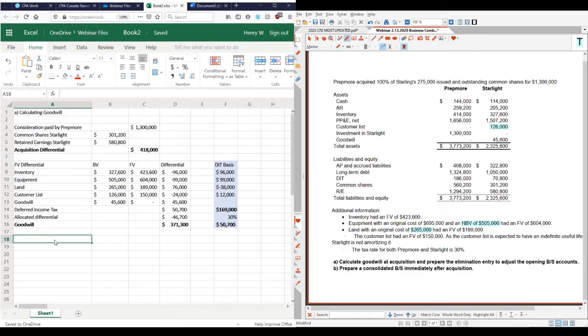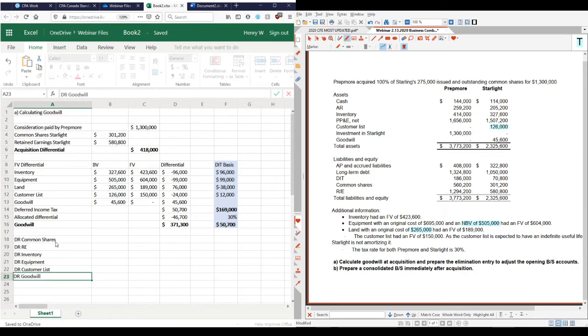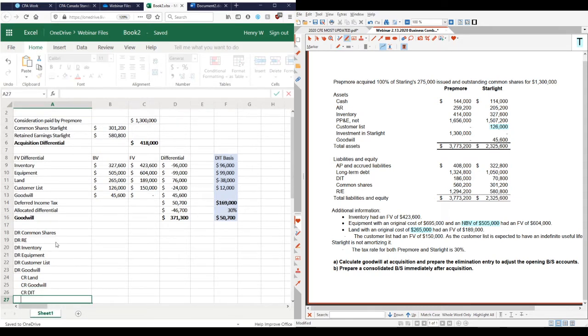So now let's work through the journal entries. Debit common shares, debit retained earnings, debit inventory, debit equipment, debit customer list, debit goodwill. This is going to make a little bit of sense as I'm doing it. And then credit land, credit goodwill, credit deferred income tax, credit investment. And so let's work on those items.